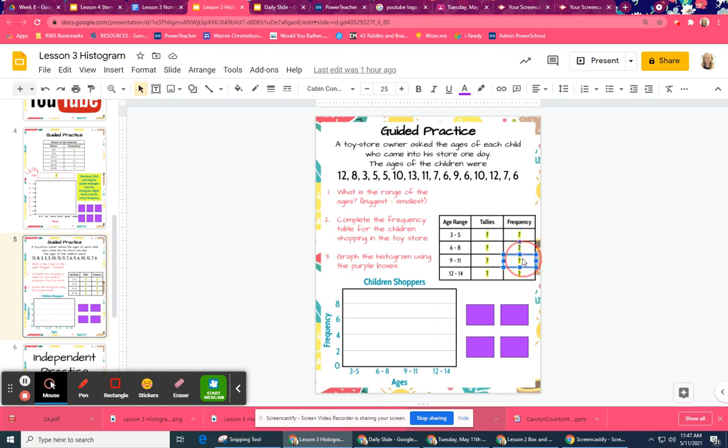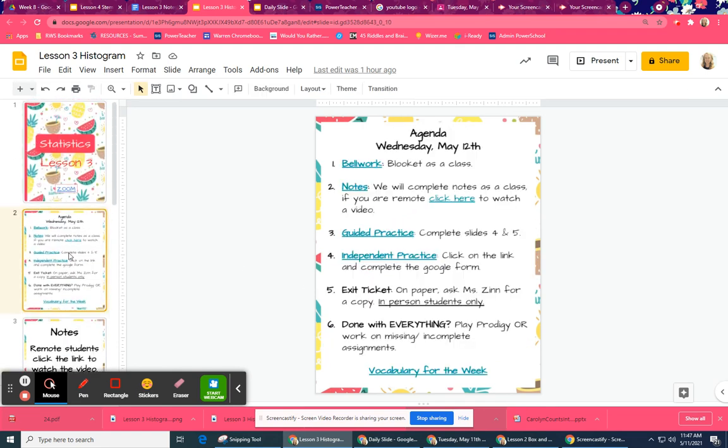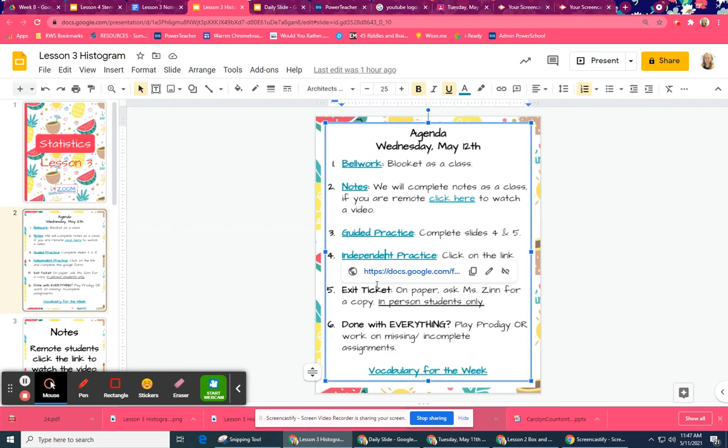And then you'll put the total number for the frequency, graph it, and then you have a Google form. And then the exit ticket's only for in-person students, so after that, you're done. Good luck.